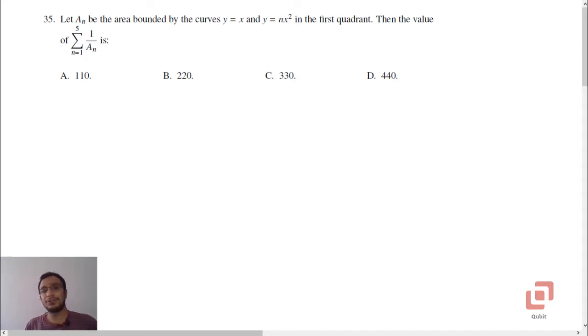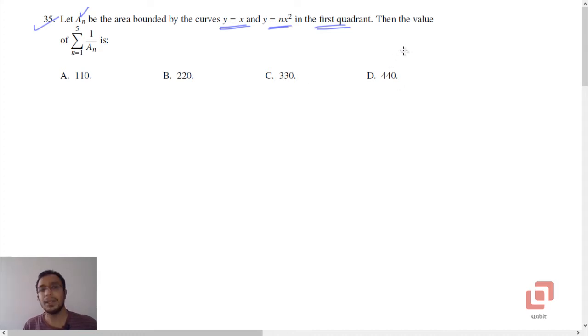In this video we are going to solve the 35th question from the ICER aptitude test mock paper 1. Let A_n be the area bounded by the curves y equal to x and y equal to nx squared in the first quadrant. Then the value of the summation of 1 over A_n as n runs from 1 to 5 is: 110, 220, 330 and 440.